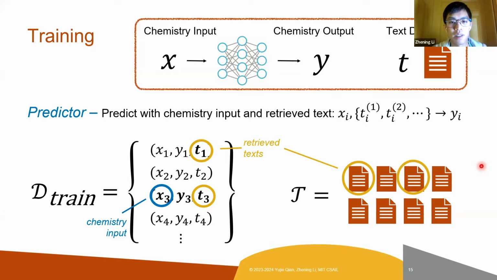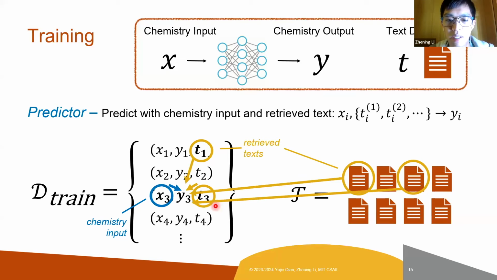And then for the training of the text augmented predictor, we have an input as well as text retrieved using the retrieval model, the nearest neighbors, and we concatenate them and we try to predict the output.